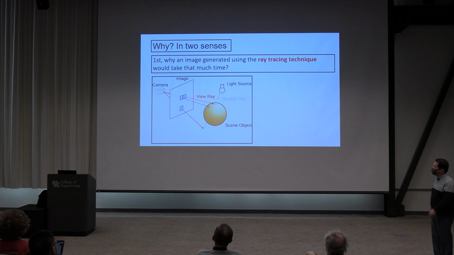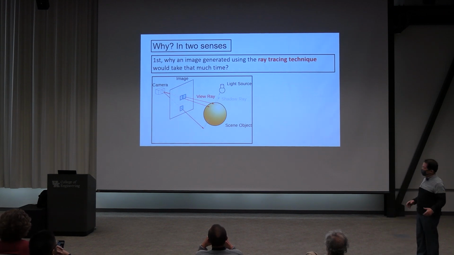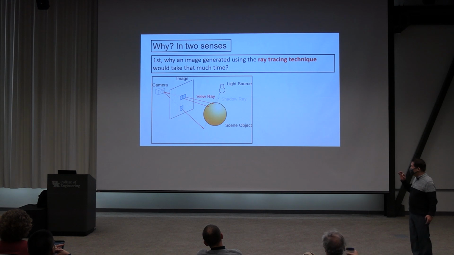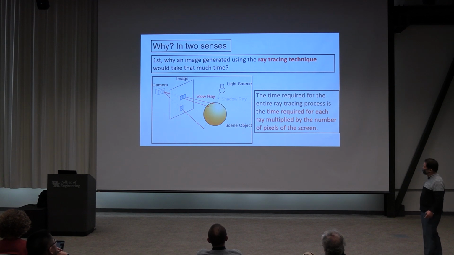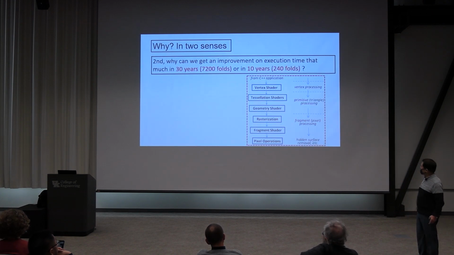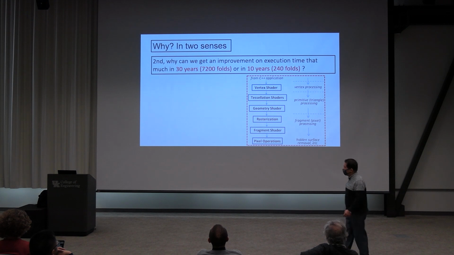You find the first intersection point, and then you determine if that point is in shadow, and then you compute the contribution for that point from neighboring objects. And if the object is transparent, then you also have to compute contribution from light sources behind that object. And remember that this is done for each pixel of your screen. So totally the time required for generating such an image is the time required for each ray times the number of pixels of your screen. So that's why it takes a lot of time to do the generation.